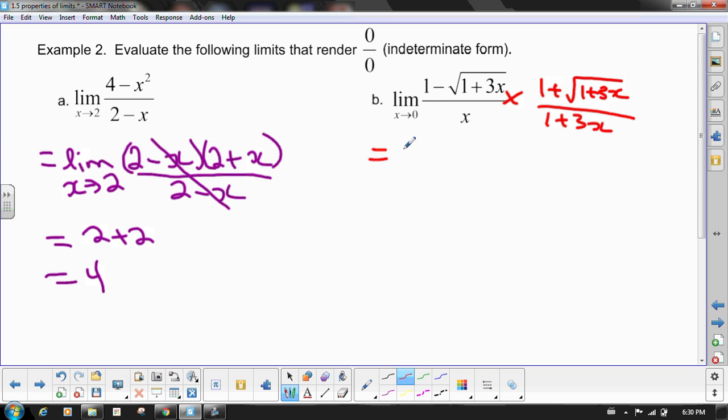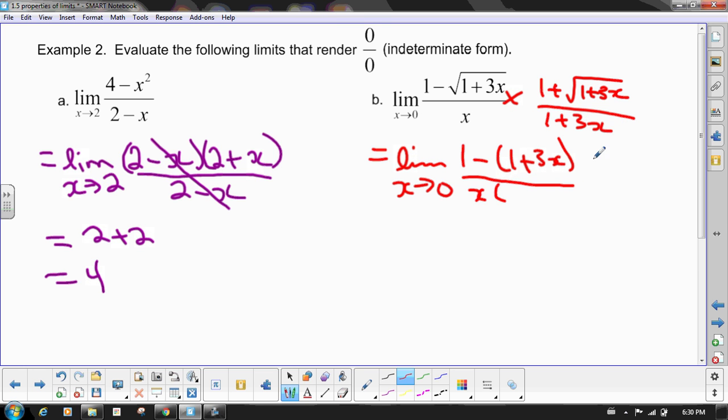So since it's a difference of squares now, I'm going to get the limit as x approaches 0 of 1 minus, we want to make sure we're using a bracket, 1 plus 3x all over x multiplied by, oops, I forgot. Oh, wow. I'm not sure what happened there. Let's go back up here and fix this.